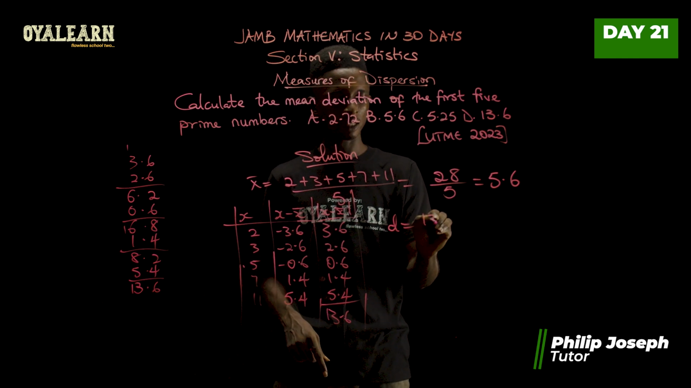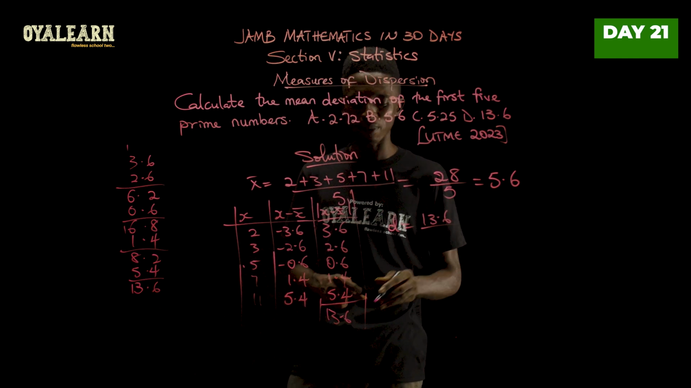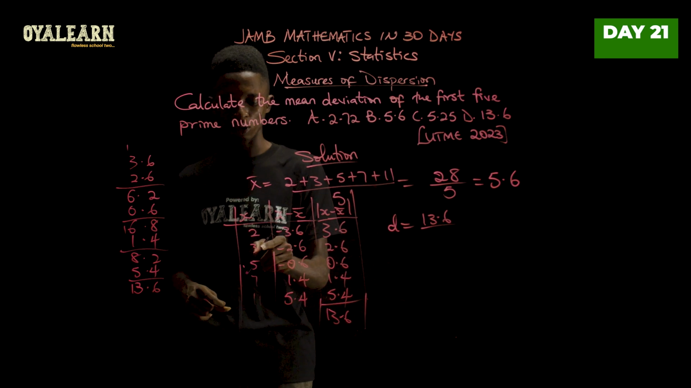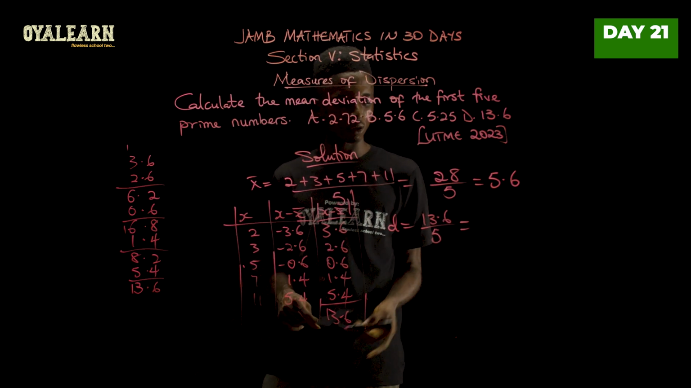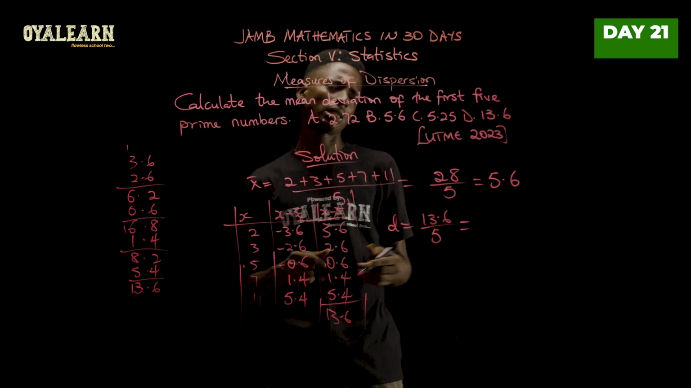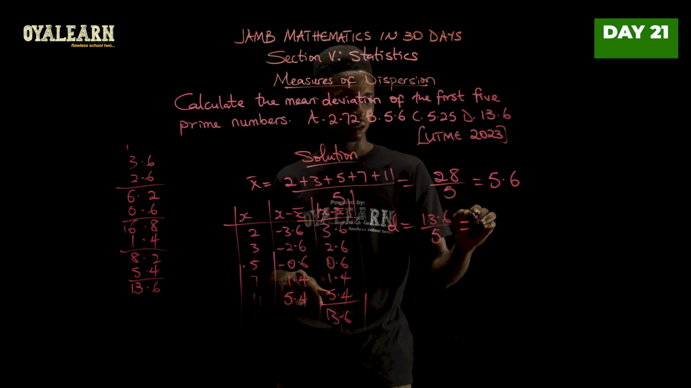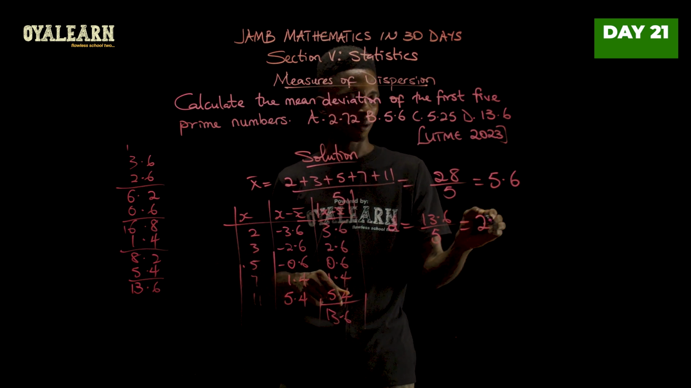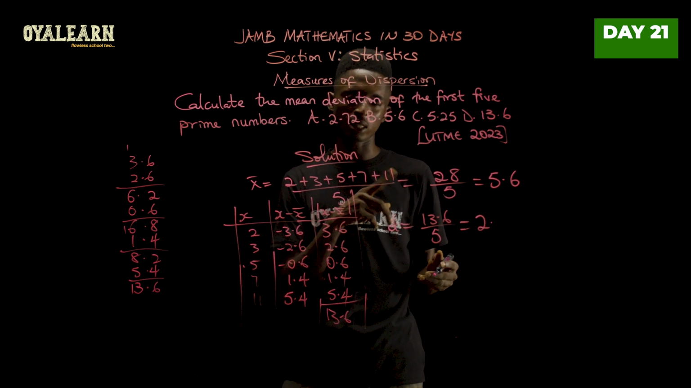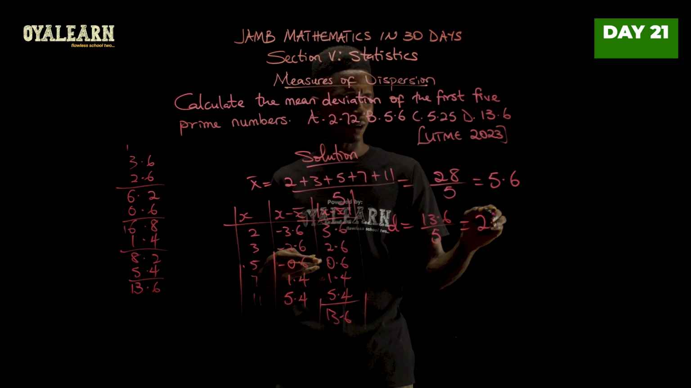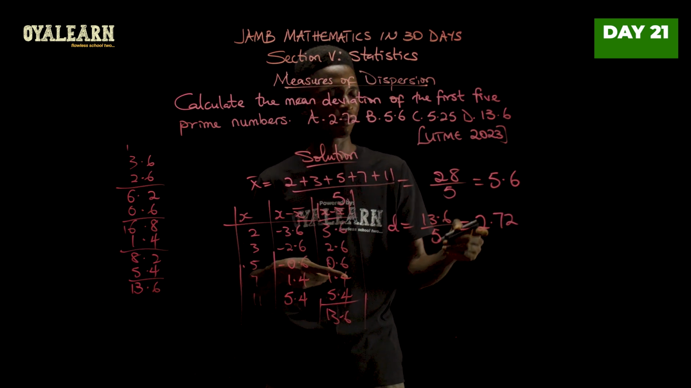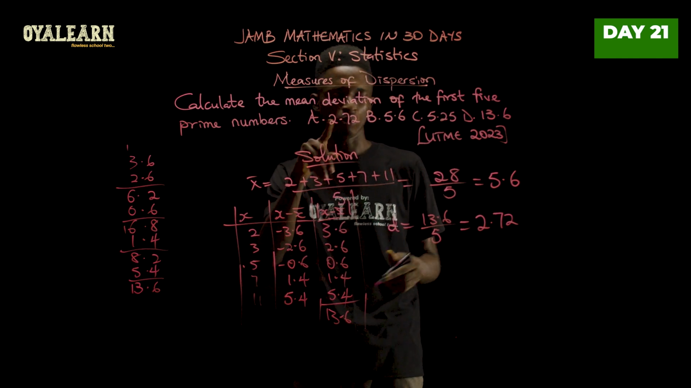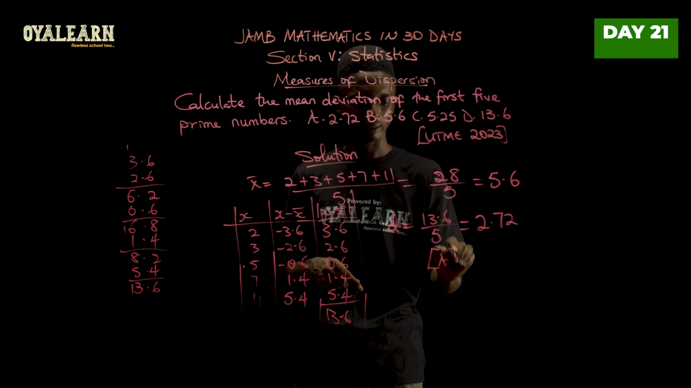So we have 13.6 divided by the number n. So 1, 2, 3, 4, 5. So divided by 5. Now this will give us 5 in 13, that is 2 point. So now 5 in 36, to go 35, so that's 7, remember 1, so in 10, and then that's 2. So we have 2.72. Oh, that is option A.